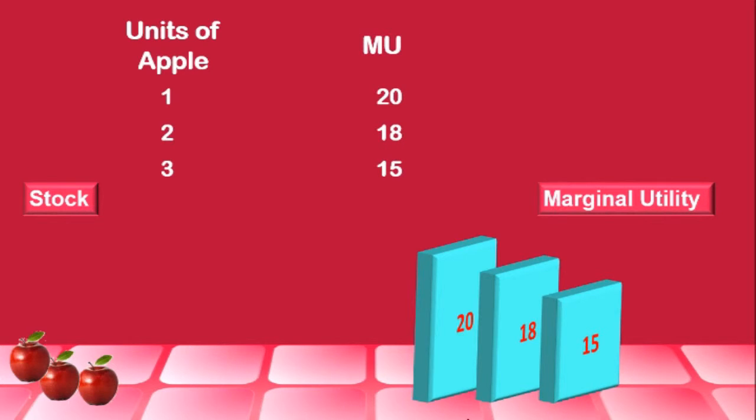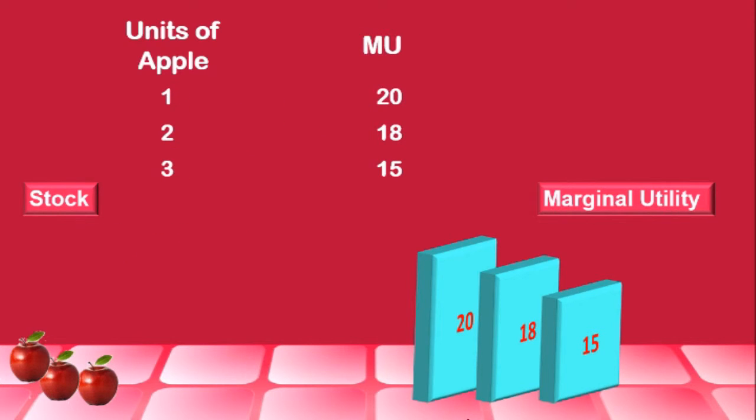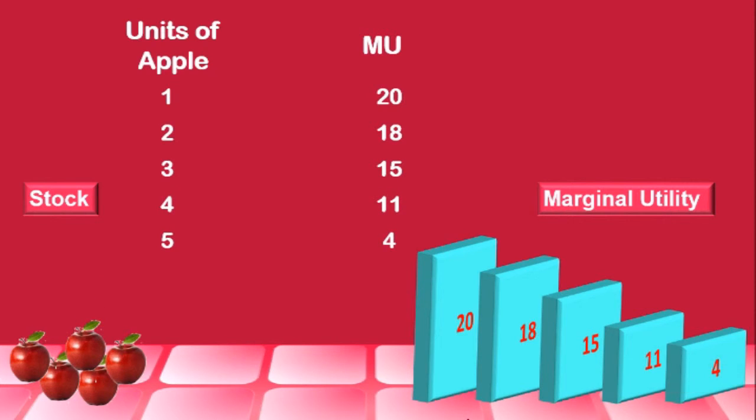It is apt time for you to understand that the amounts are not actually paid by the consumer. They show only his willingness or the extent of desire. Again, with the consumption of a new apple, the apple last consumed becomes the marginal unit and the earlier units become intra-marginal units. The same happens when he adds the fourth and fifth apples. He gets 11 and 4 units of utility respectively.